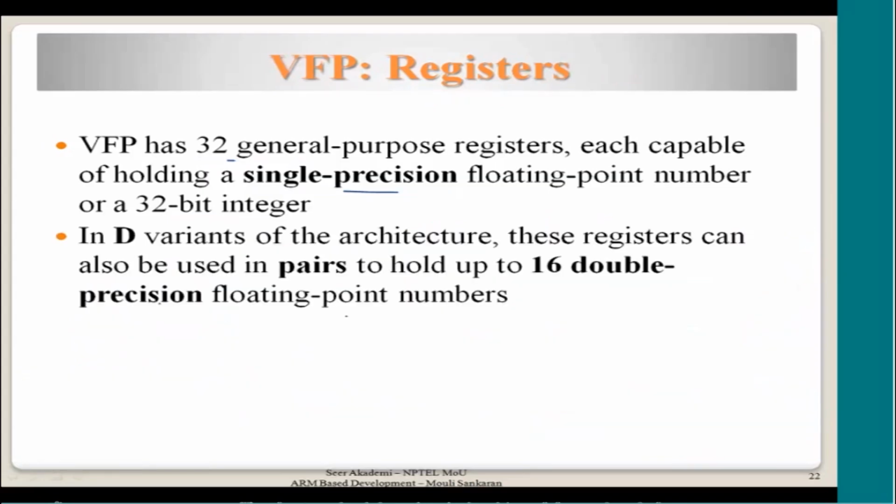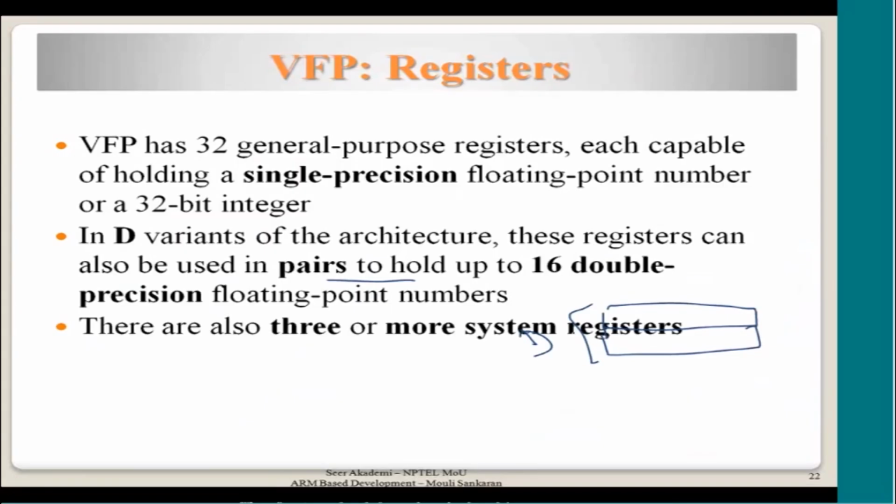In the D variants of the architecture, these registers can also be used in pairs. I will show you the registers. Two registers, one after the other, can be considered as holding a double precision value. Okay. So there are three or more system registers.